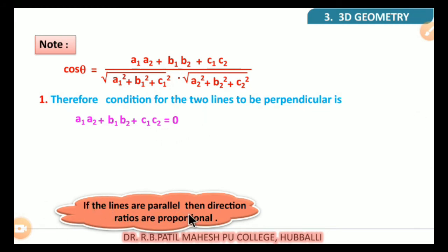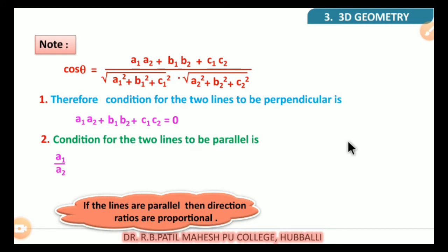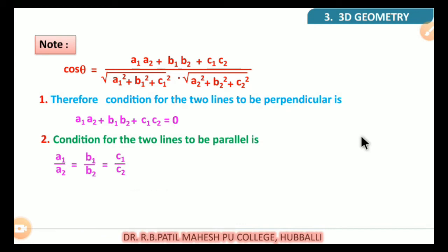If the lines are parallel, then direction ratios are proportional. So take that second condition. For the two lines to be parallel, a1 by a2 is equal to b1 by b2 is equal to c1 by c2. So students, remember these two conditions for perpendicularity and parallelism of two lines. We will be using these two conditions for the problems. Okay, let us consider some of the examples here.